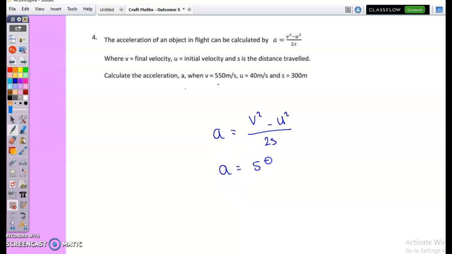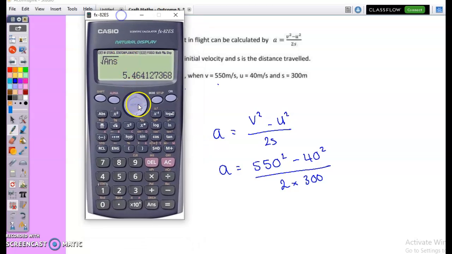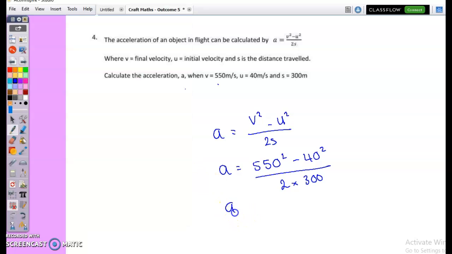Okay, we want to calculate the acceleration A when v is 550. So v is 550 squared minus u is 40, minus 40 squared, over 2 times 300. Okay, and a nice scientific calculator then, really straightforward. Multiplying your fraction, 550 squared minus 40 squared over 2 times 300, which I'm sure you already know is 600, so you could just put it in straight as 600. That comes out as 501.5.